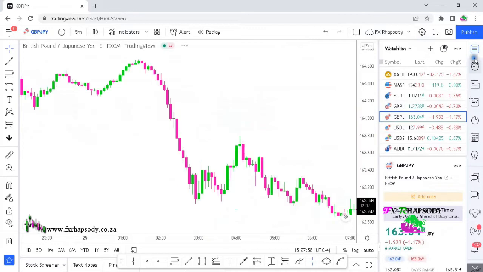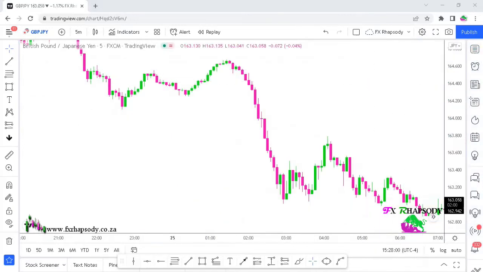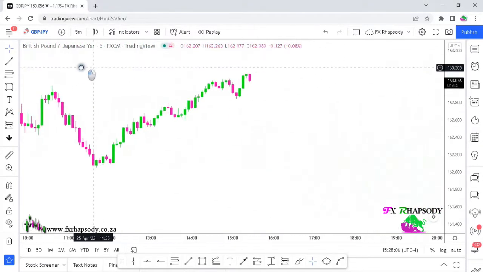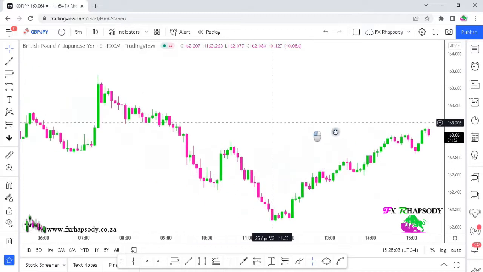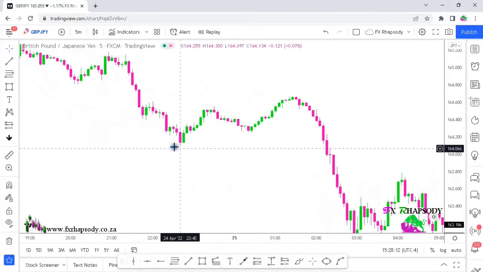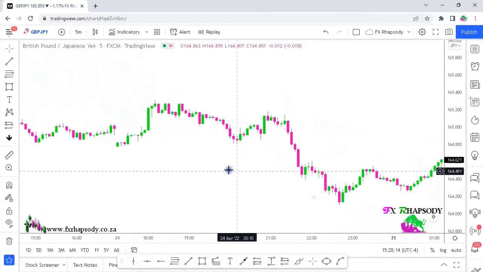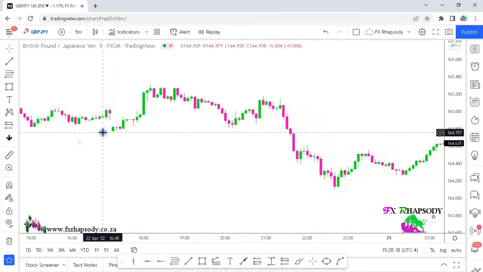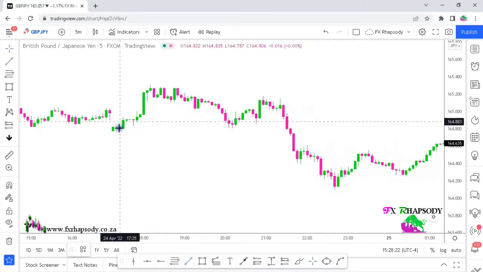British pound, Japanese yen. So what happened in the British pound, Japanese yen this morning? Okay, let's get to where we are. Let's find the right time. Because this is 5 minutes, I just want to see the start of the week. So this was the end of last week. We started off with this gap.